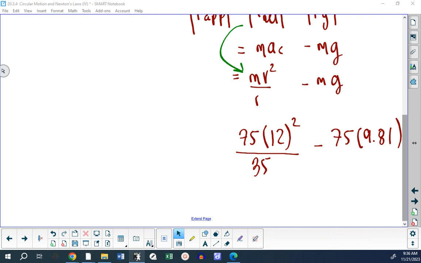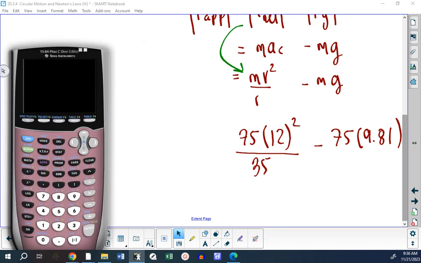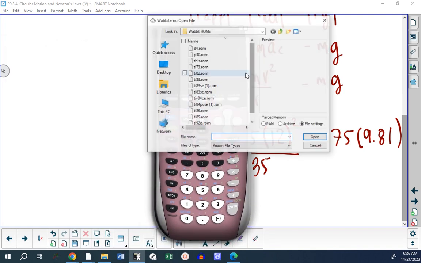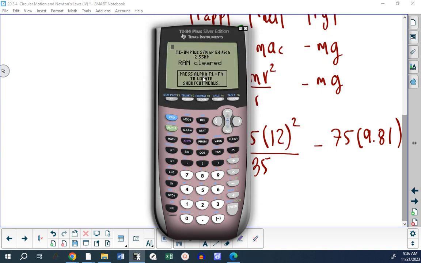So can you do me a favor and run those numbers through your calculator? So what do we have? 75 times 12 squared, which is 144, divided by 35, minus 75 times 9.81. Is that what you get?